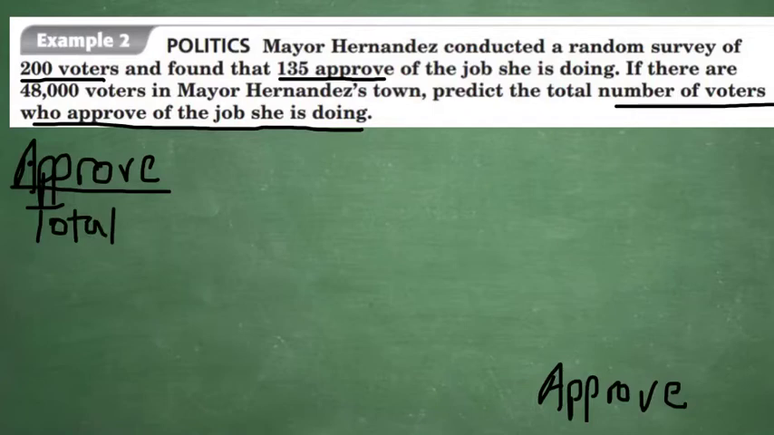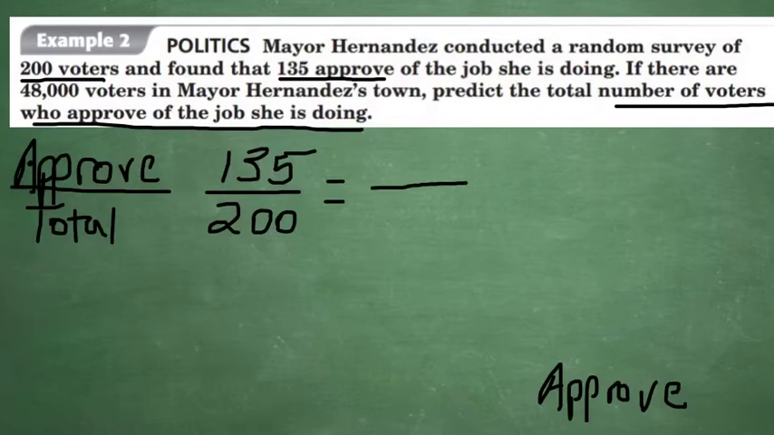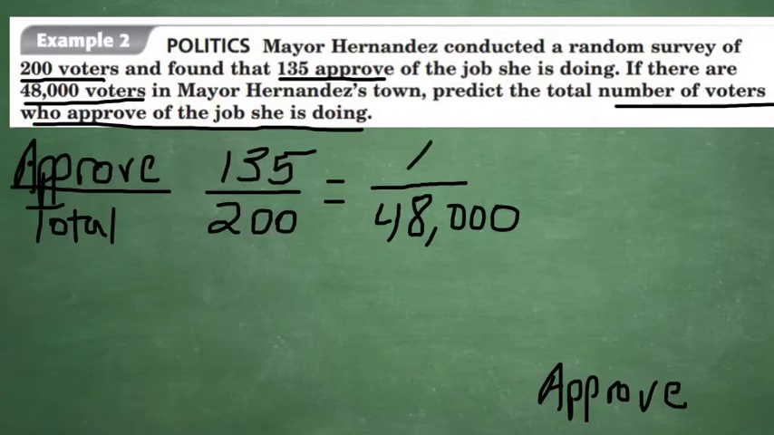So I'm going to go ahead and put some numbers in here. We know that 135 in this little random sampling approve out of 200 total. Now we're going to use that to predict how many we think would actually approve out of 48,000 total. So if we look at this number here, again, that's 48,000 voters. It's important that we put that on the bottom because that's a total number. That's not how many approve. Notice everything on the top up here goes with how many approve. I'm going to leave that spot blank. That's what we're solving for, is going to be x.